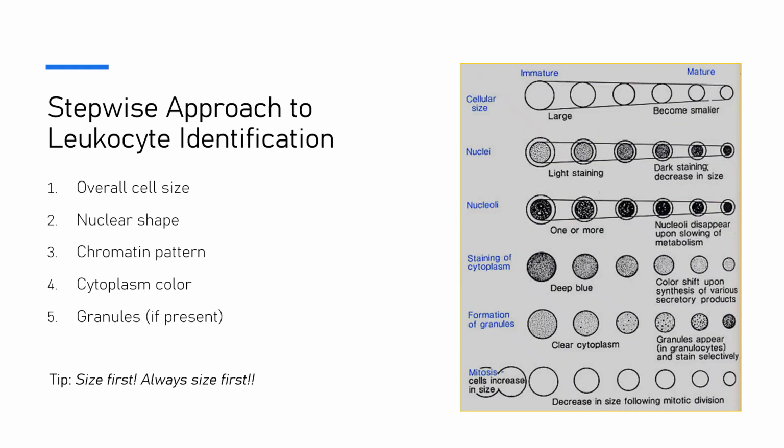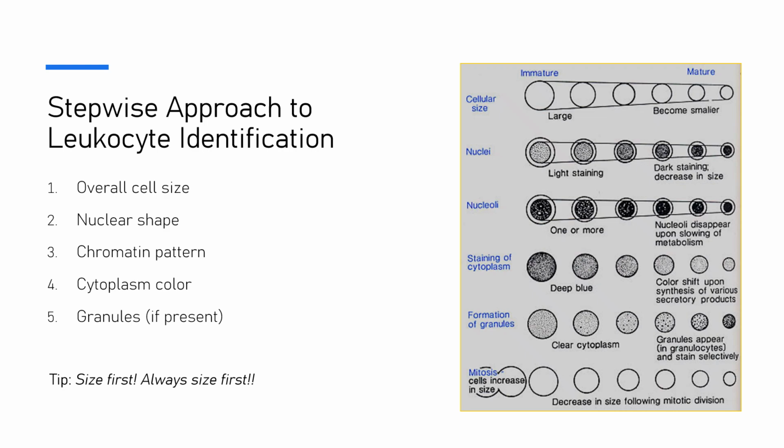Then evaluate the cytoplasm. Look at the color. Is it pale, light blue, grayish, or deeply basophilic? Finally, determine whether granules are present, and if they are, what they look like. Granules can vary in size, staining characteristics, and abundance depending on the cell type.